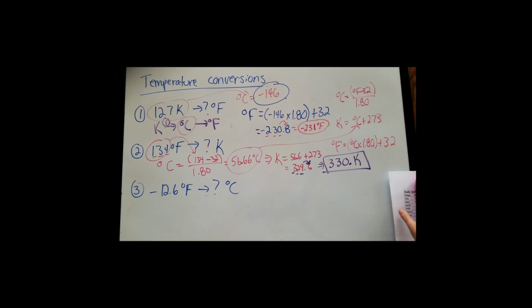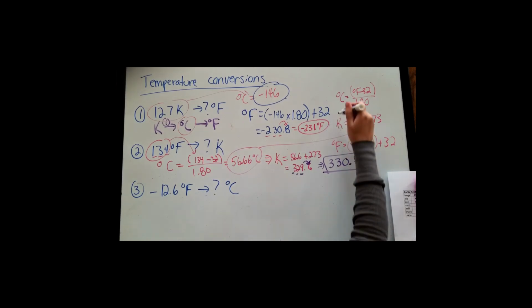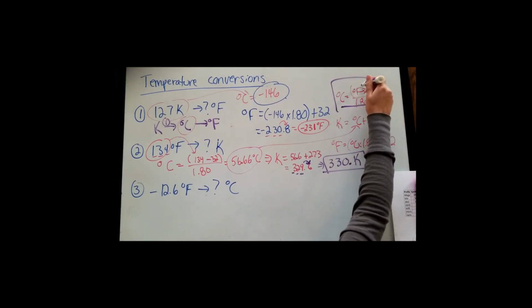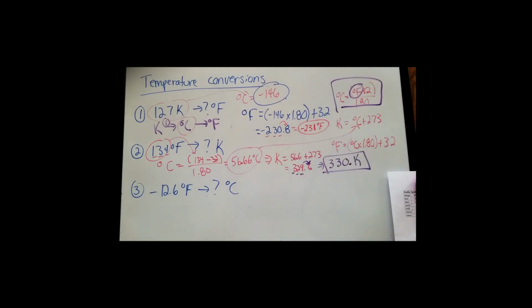Let's look at the last one. So what makes this last one difficult is the negative sign. You just want to make sure that you include it when you're plugging it into the equations. Now this one, Fahrenheit to Celsius, is just one step. Okay, so to go from Fahrenheit to Celsius, we're going to pick the equation where Celsius is equal to, so that we can plug in that -12.6 where the F is. Okay, so degrees Celsius, and here I'm going to plug in my -12.6, subtract 32 from it, and then divide by 1.8. Don't forget that negative sign.